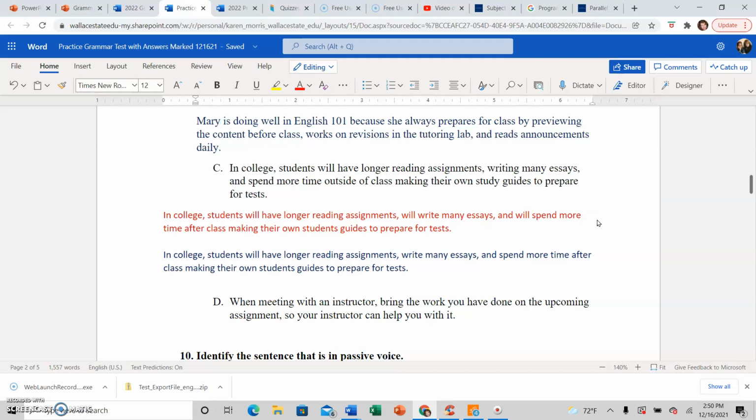In college, students will have longer reading assignments, will write many essays, and will spend more time after class making their own, should be study guides to prepare for tests. Same here. Now, I used the linking verb will before each verb in this red sentence where I created parallel structure for the verbs using the same verb tense for each action.